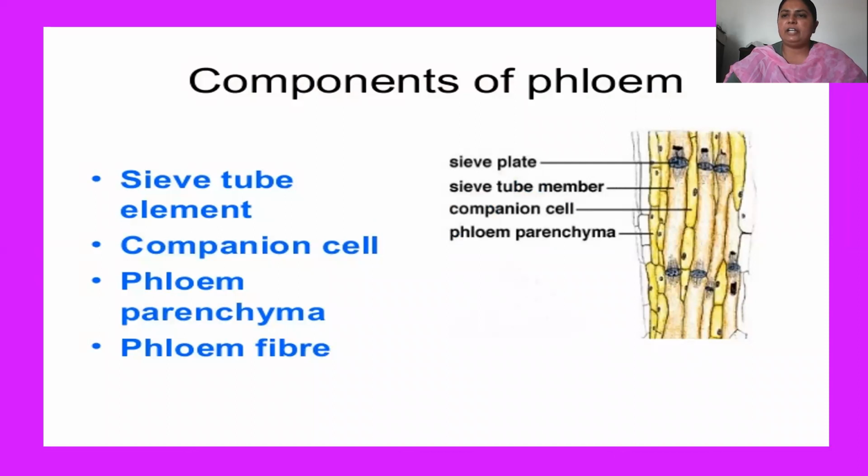Yes, children, here I have written the components of the phloem tissue. The main ones are sieve tube elements, then we have companion cells, which run along with the sieve tube elements, and then we have phloem parenchyma and phloem fibers. Here you can see the diagram of the sieve tube elements along with companion cells and phloem parenchyma. You can see some specific plates present at the ends of the sieve tube members, known as sieve plates. I have already explained that the sieve tube members do not have their own nucleus.